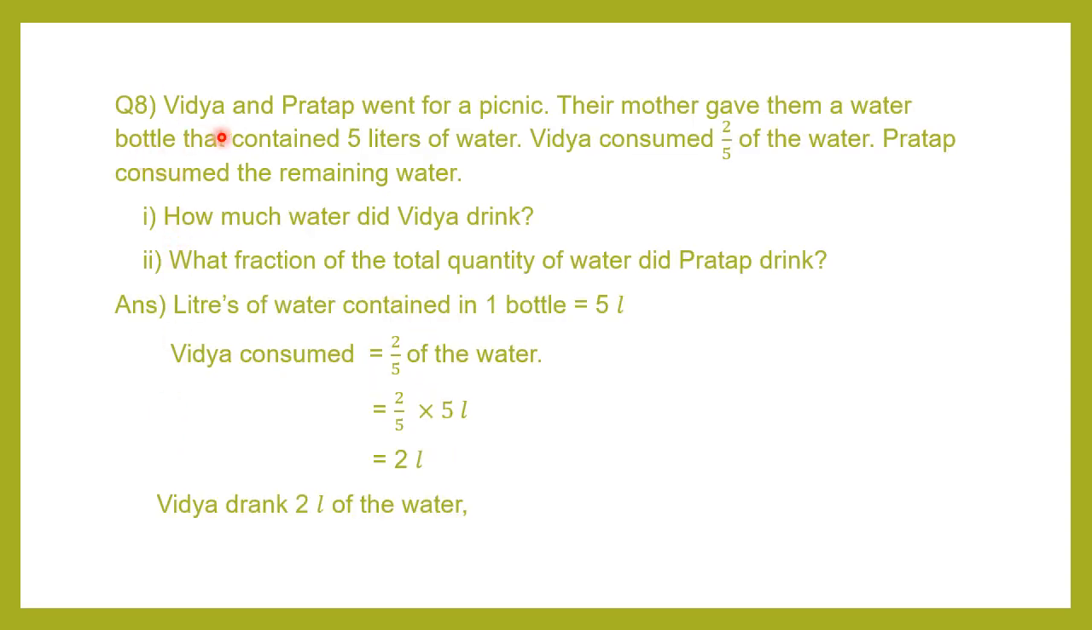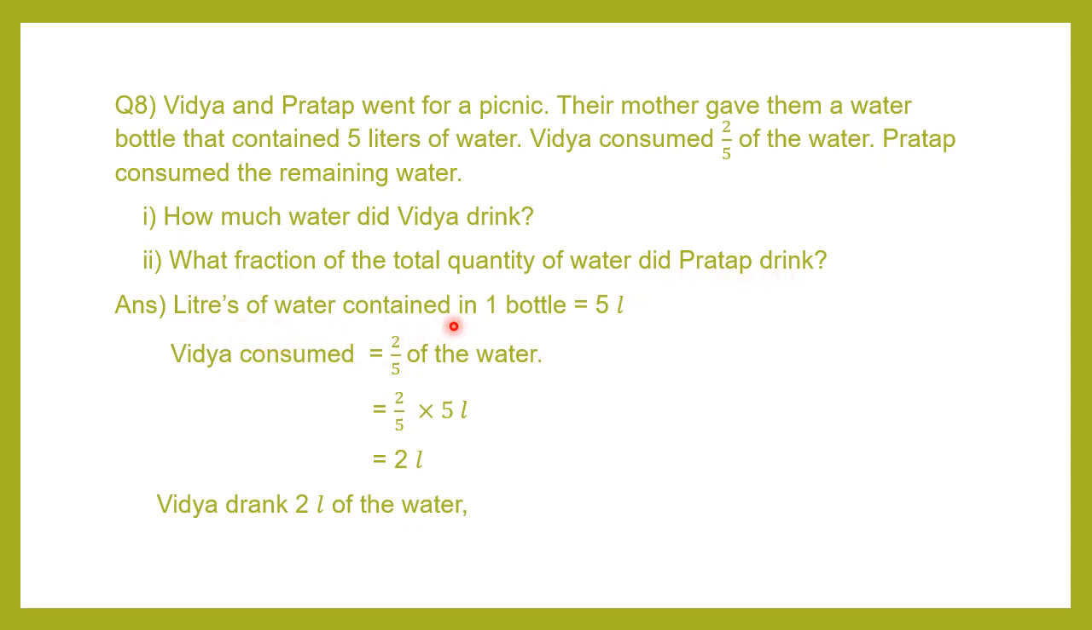Question number 8. Vidya and Pratap went for a picnic. Their mother gave them a water bottle that contained 5 liters of water. So what is the capacity of the water bottle? That is 5 liters. Vidya consumed 2 by 5 of the water. Pratap consumed the remaining water. How much water did Vidya drink? What fraction of the total quantity of water did Pratap drink?